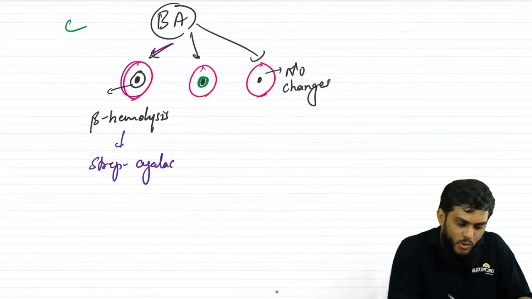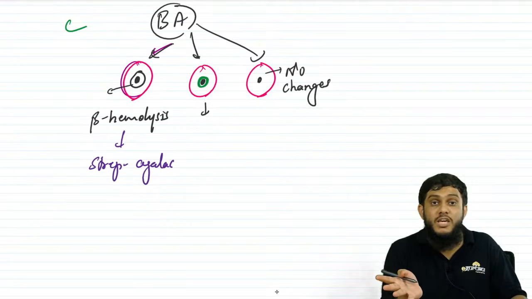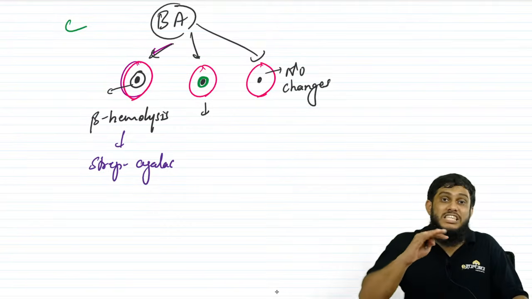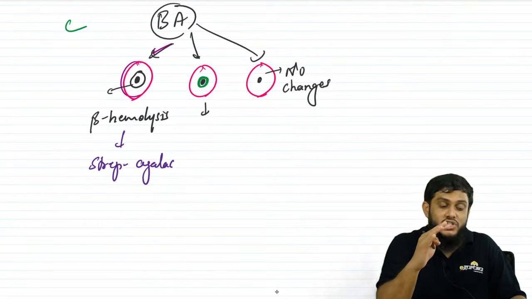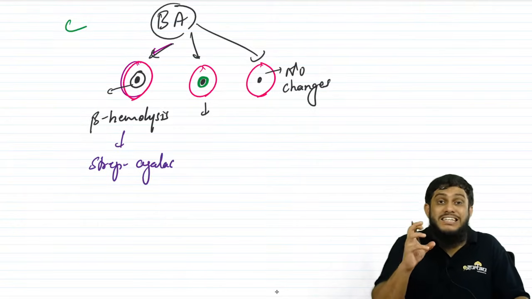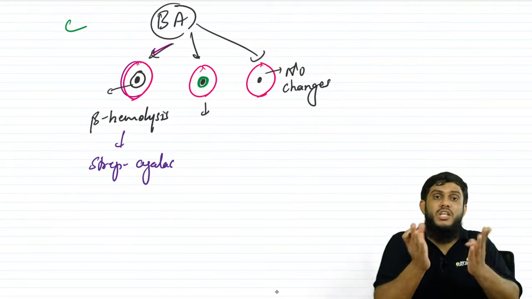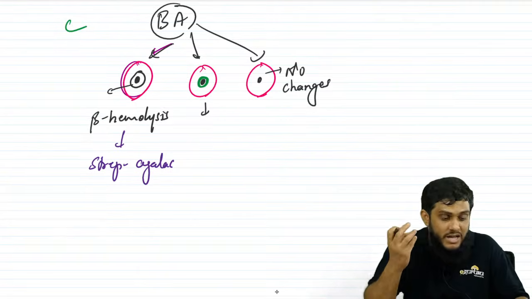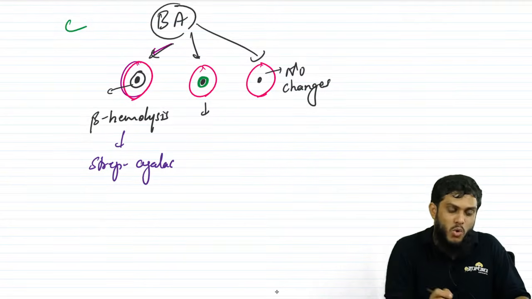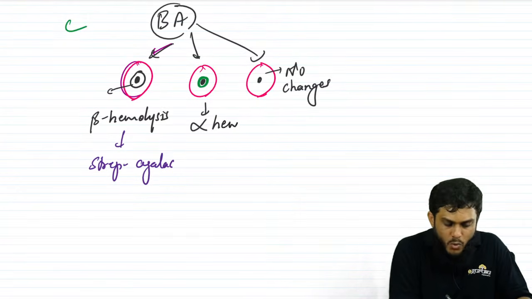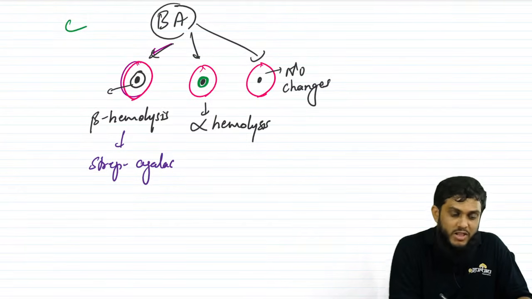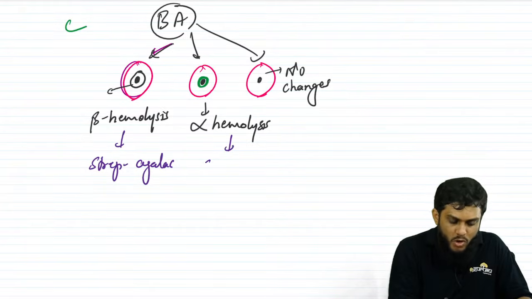Then if we talk about partial hemolysis, it gives a greenish-gray discoloration surrounding the colony. So when you see greenish-gray discoloration, you can say partial breakdown of the RBCs has occurred, and this is caused by pneumococcus. This partial breakdown of RBCs is known as alpha hemolysis, which is usually seen with pneumococcus. One more name for pneumococcus is Streptococcus pneumoniae.